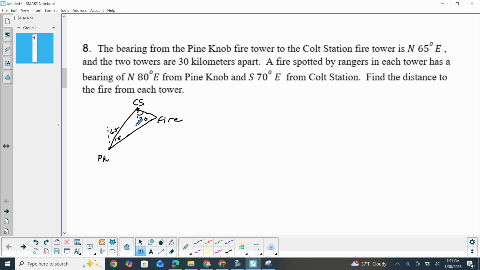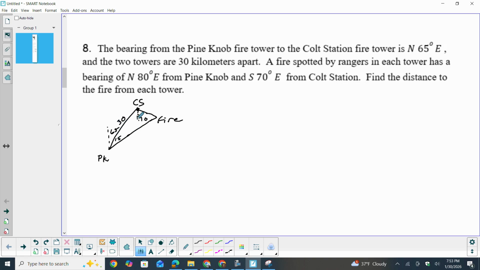Okay, what do we know? The distance between the two towers is 30. That's the only side length we know. I am using the law of sines. I have to. Law of cosines requires at least two sides. You could have all three, and then you're finding the angle with law of cosines. I don't have a side-angle-side. I'm using the law of sines.